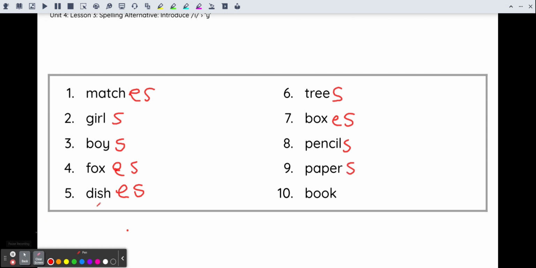One book, two books. To change book to its plural form, we add an S.